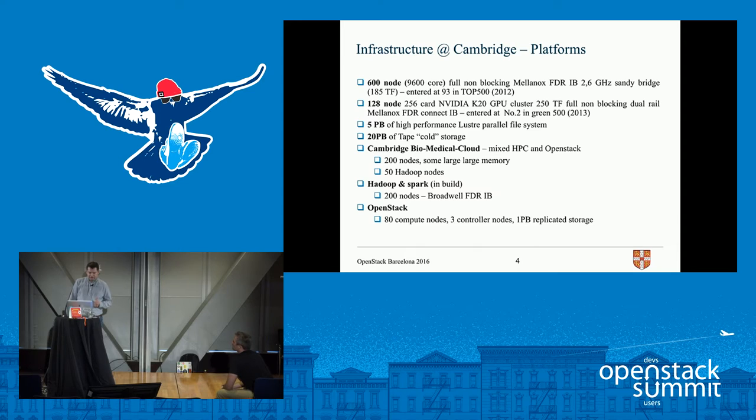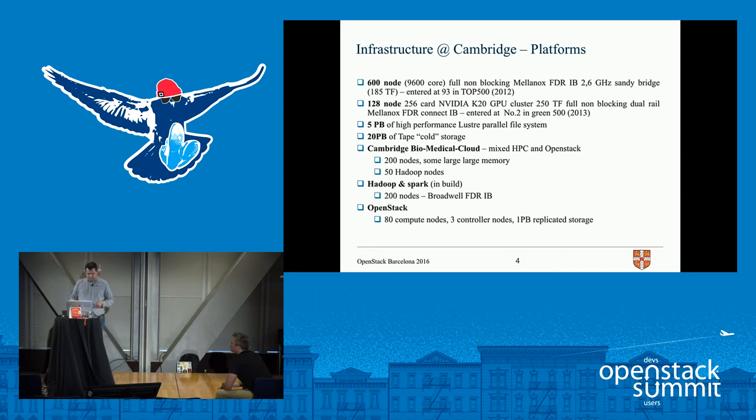So currently, we have a number of research computing platforms. We've got a 1600 node compute cluster called Darwin. It was installed in 2012, and at that time, it took 93rd place in the top 500 list of the biggest supercomputers in the world. We've also got a 128 node GPU cluster, which has 256 NVIDIA K20 GPUs. We've got a total of 5 petabytes of storage currently, provided as a Lustre parallel file system. And we've got 20 petabytes of tape cold storage.